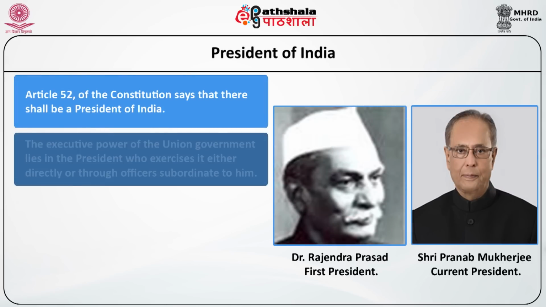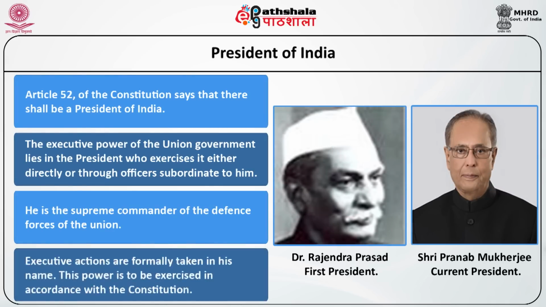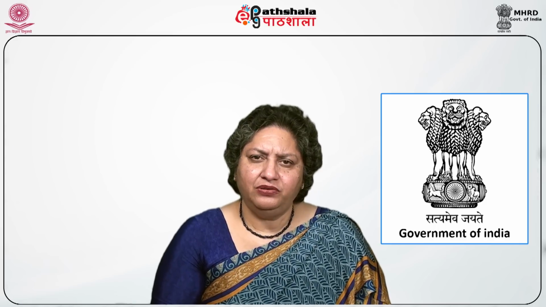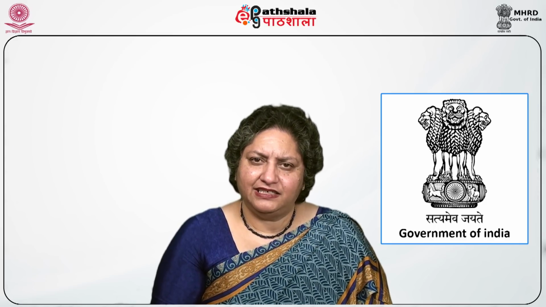Article 52 of the Constitution says that there is to be a President of India. The executive power of the Union of India, that is the central administration, rests with the President of India. He exercises it with the help of a number of other officials attached to the central government. All the union activities are taken under the name of the President of India. Now let us discuss how the President of India is elected.